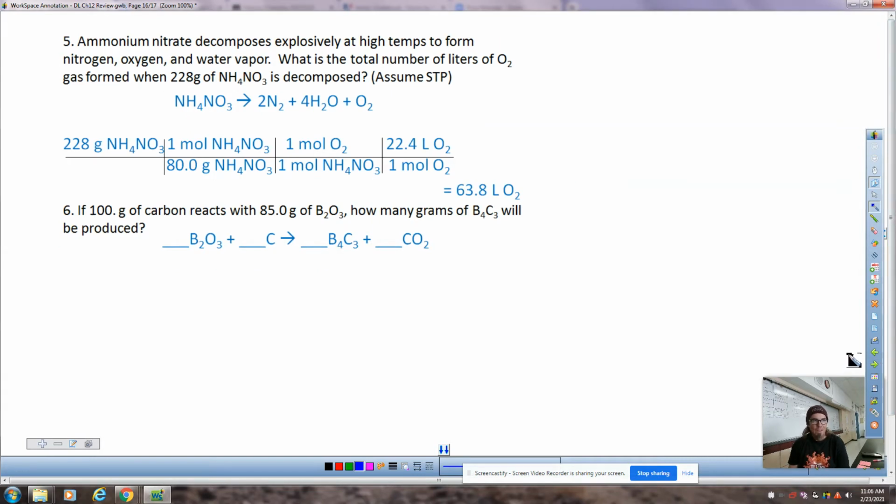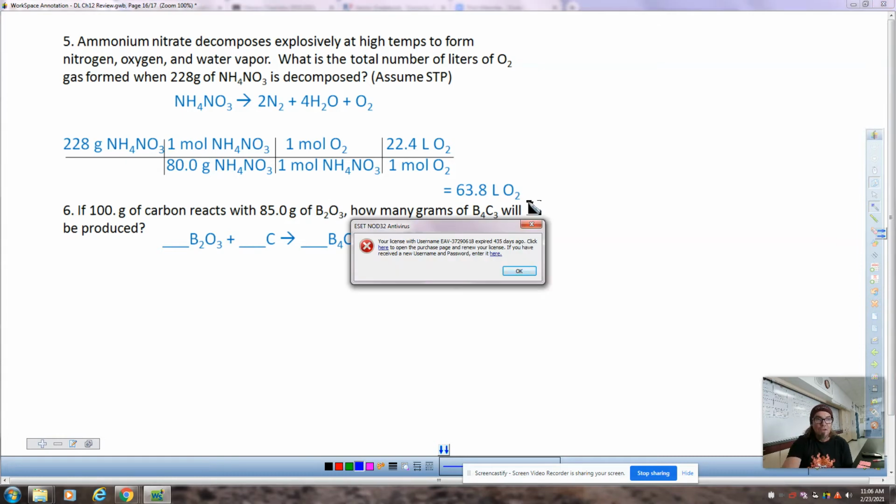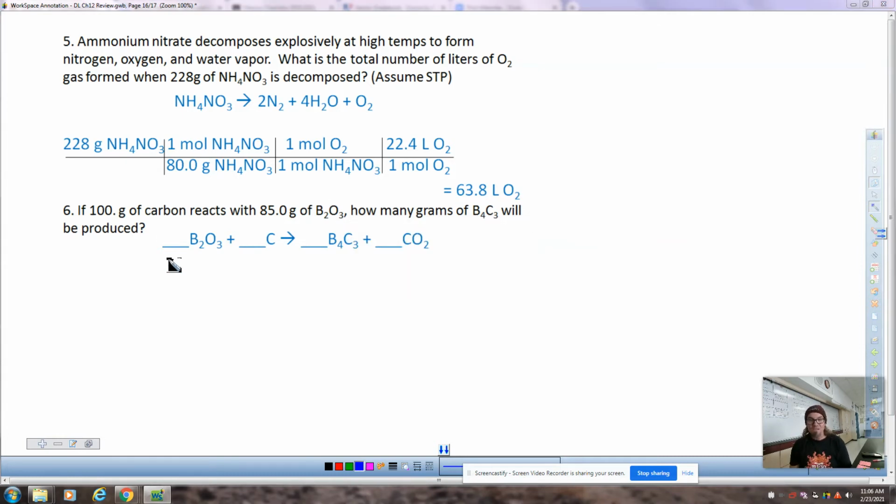Last problem. Looks like we have 2 given numbers here, huh? The minute you see 2 given numbers, you're thinking about 2 types of problems, either the limiting reactants like this one, or percent yield like we just went over. You know this isn't percent yield because it doesn't talk about what is the percent yield. You know this is limiting reactants because they give you 100 grams of carbon and 85 grams of B2O3. Okay, so it has to be a limiting reactant problem.